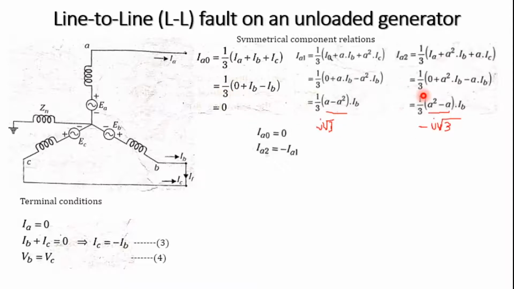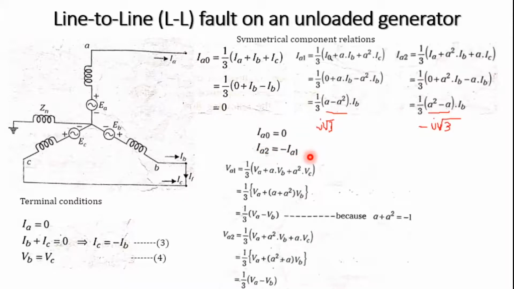From these values we can write Ia0 is 0. Ia2 can be written as minus Ia1. Why? This is plus j root 3, this is minus j root 3. So Ia1 is (a minus a squared) Ib and Ia2 is (a squared minus a) Ib. Based on this, Ia2 is equal to minus Ia1. It means that the zero sequence voltage will become 0, because Ia0 is 0. Here there is a presence of positive and negative sequence voltages, because from this equation one is positive and the other is negative. Based on this we can see the relation between these two. So there is no need to calculate the Va0 value.